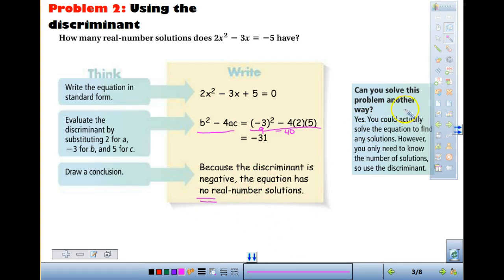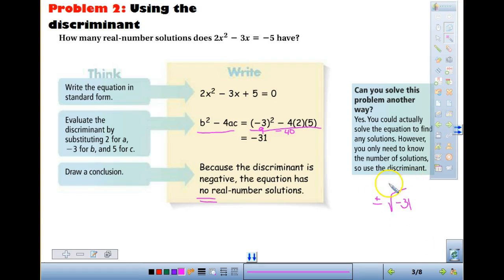It says, can you solve the problem another way? It says you could actually solve the equation and find any solutions. However, you need to know the number of solutions, so you want to use a discriminant. If you were looking at this problem and thinking, I can't factor it easily, and I don't want to use completing the square because I have 2x squared, so I'm going to use the quadratic formula, you would have found that underneath that square root, you would have had plus or minus the square root of negative 31.